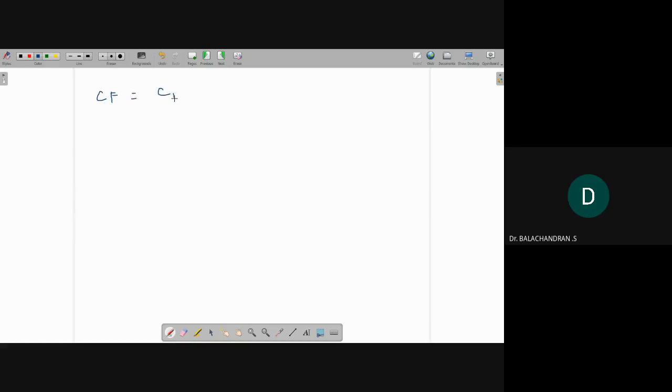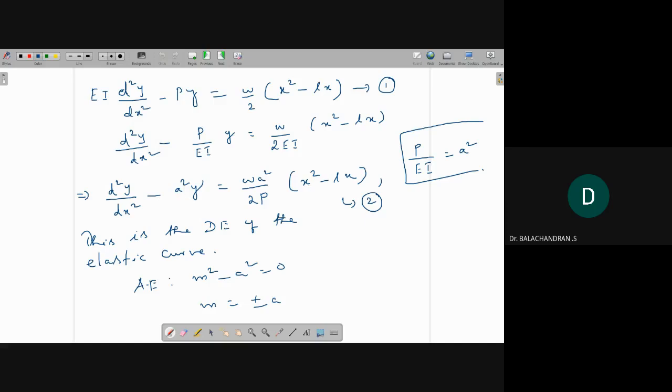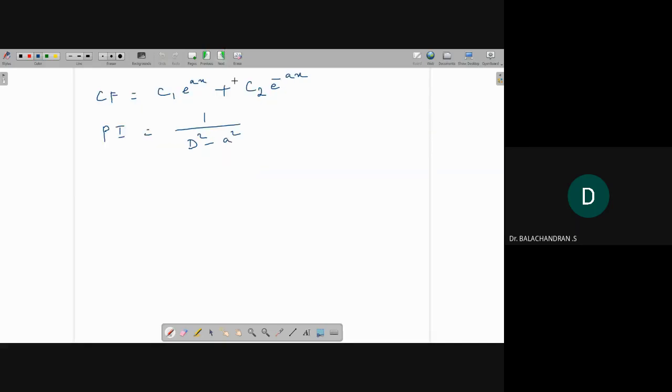equal to c1 into e power ax plus c2 into e power minus ax. PI equal to 1 by D square minus a square. So 1 by D square minus a square, right hand side is what? Omega a square by 2p into x square minus lx. So this is the right hand side function.